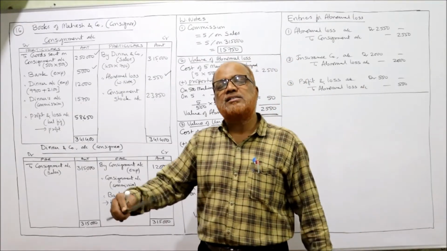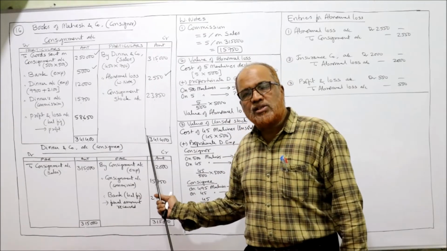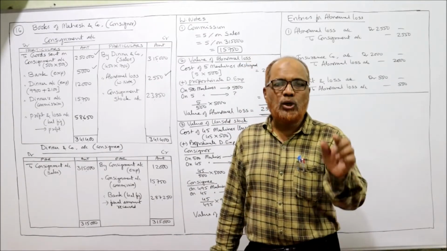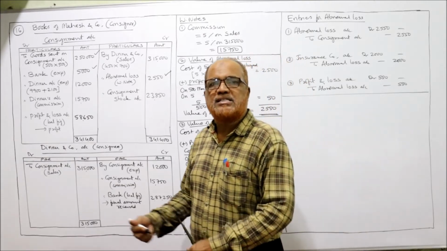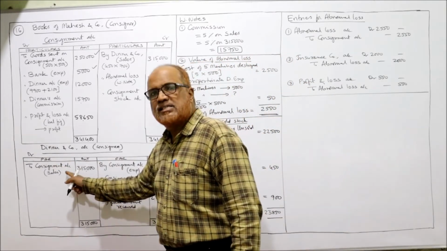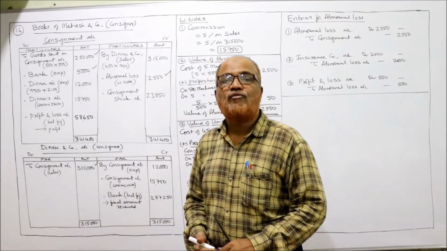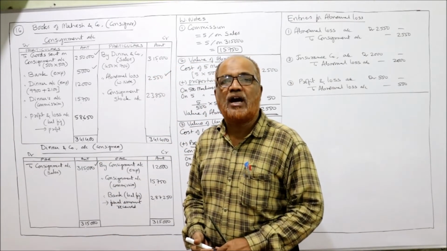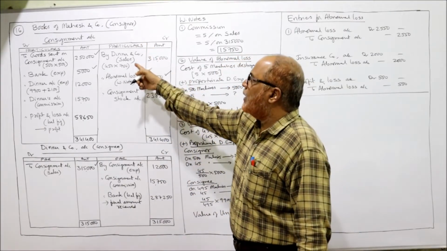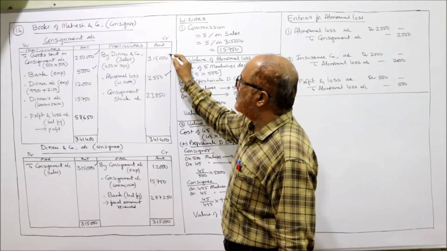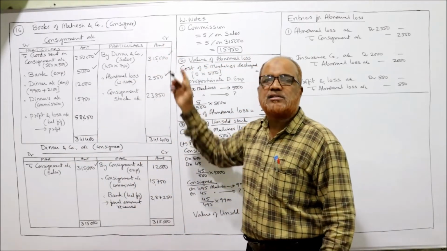What is the entry when the consignee sold the machines? Dinnu and Company account debit to consignment. So Dinnu and Company is debited, sales 3,15,000. How 3,15,000? 450 into 700. Similarly, the consignment account is credited, sales 3,15,000. Dinnu and Company debited, consignment credited, sales.